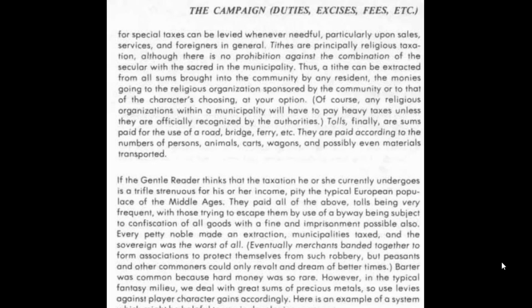I'll just glance over some of the rest of it and say that if the general reader thinks that the taxation he or she currently undergoes is a trifle strenuous for his or her income, pity the typical European populace of the Middle Ages. They paid all of the above, tolls being very frequent, with those trying to escape them by means of a byway being subject to confiscation of their goods, with a fine and imprisonment possible also.